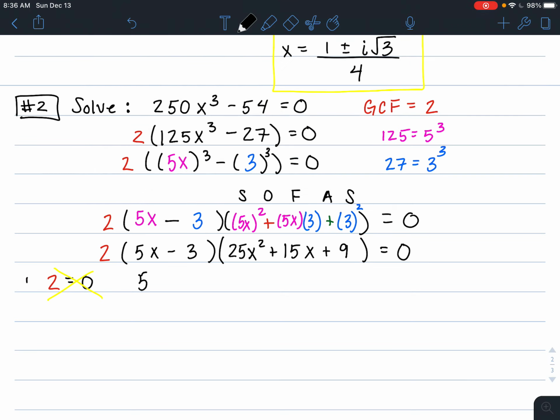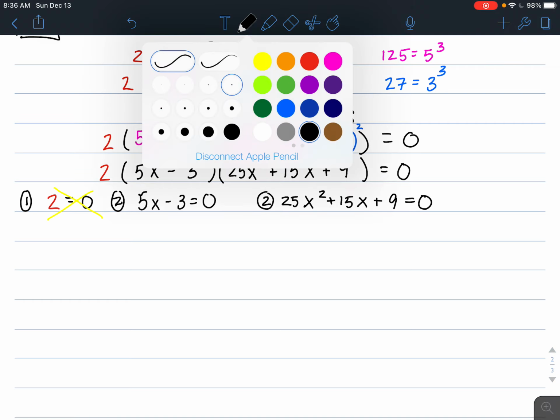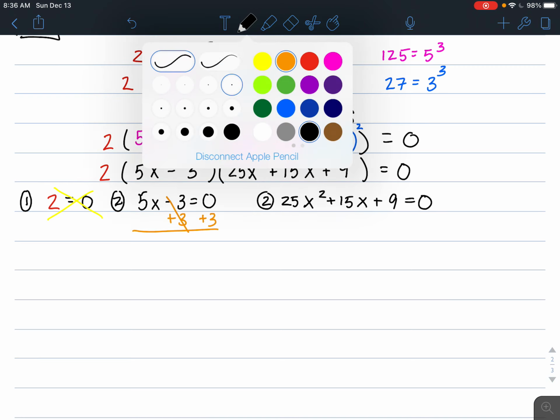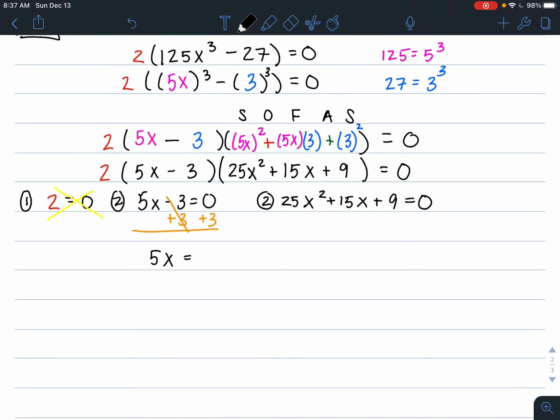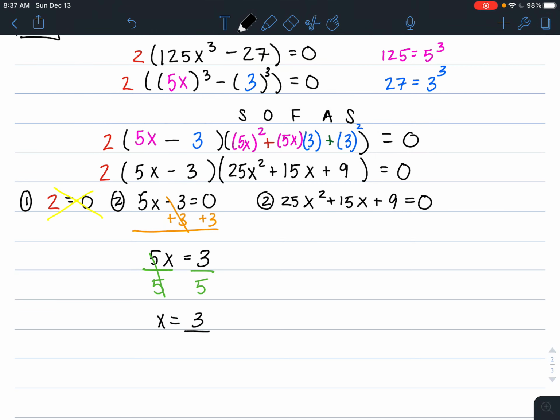So then I'm going to set 5x minus 3 equal to 0 and 25x squared plus 15x plus 9 equal to 0. Okay, right, so if I solve 5x minus 3 equals 0, I'm going to add 3 to both sides. I'm going to get 5x equals 3 and then divide by 5. So I'm going to get x is equal to 3/5.